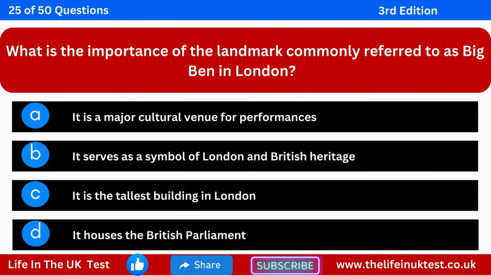What is the importance of the landmark commonly referred to as Big Ben in London? Option A: It is a major cultural venue for performances. Option B: It serves as a symbol of London and British heritage. Option C: It is the tallest building in London. Option D: It houses the British Parliament.